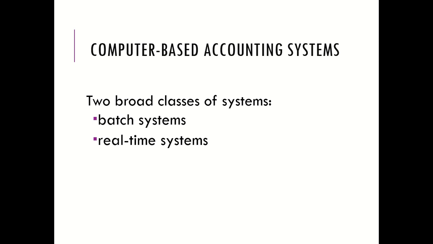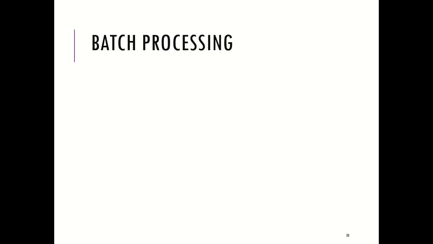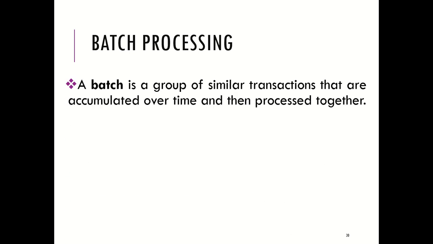Now, going back again to some alternative systems or even classes of systems. So we have batch system and real-time system. Now, let's try to understand what's the difference between a real-time system and the batch system. Okay? So let's start with batch processing system. So what is this batch?